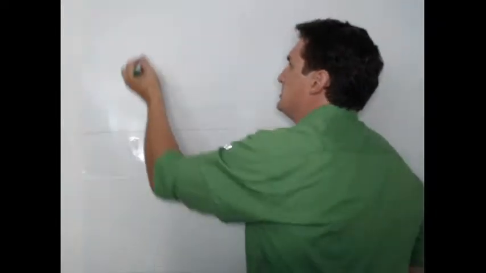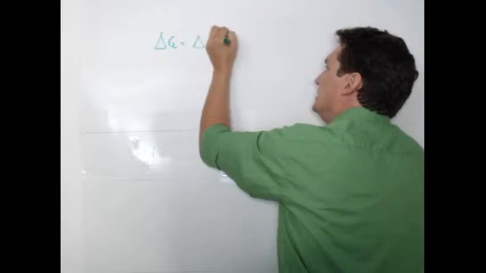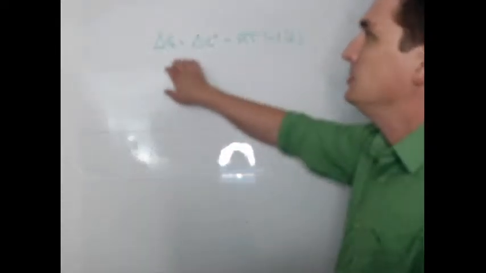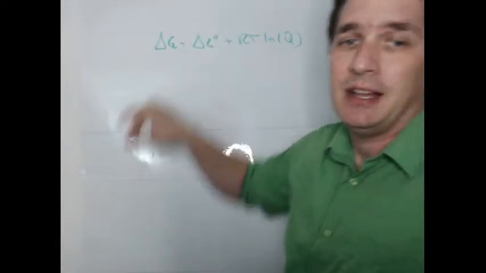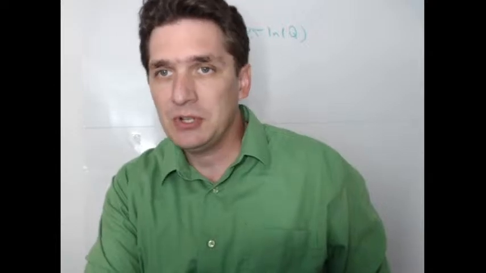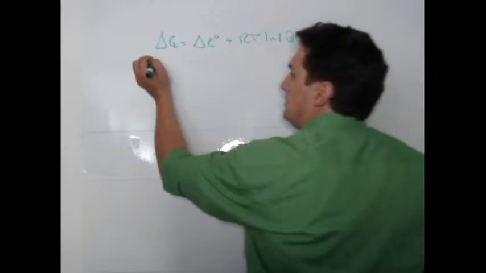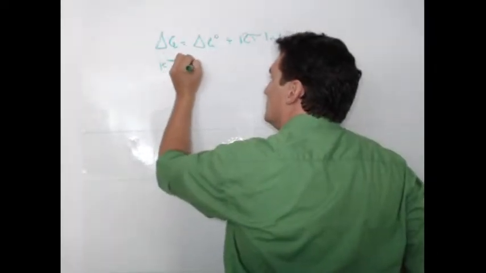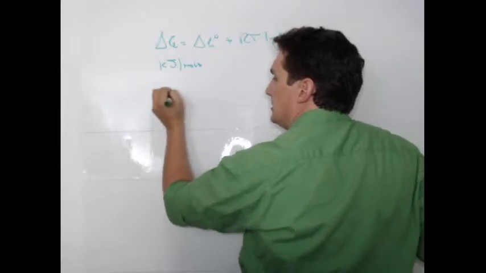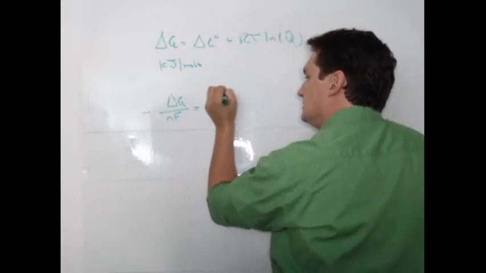So, a comment about the Nernst equation. Earlier in the semester we worked with this formula, delta G equals delta G naught plus RT ln of Q. You worked with this for test 3, where you wanted to figure out the free energy change at non-reference conditions. The Nernst equation is this exact same equation, it's just been converted. Here we have units of kilojoules per mole. The Nernst equation takes the delta G and divides it by minus NF.